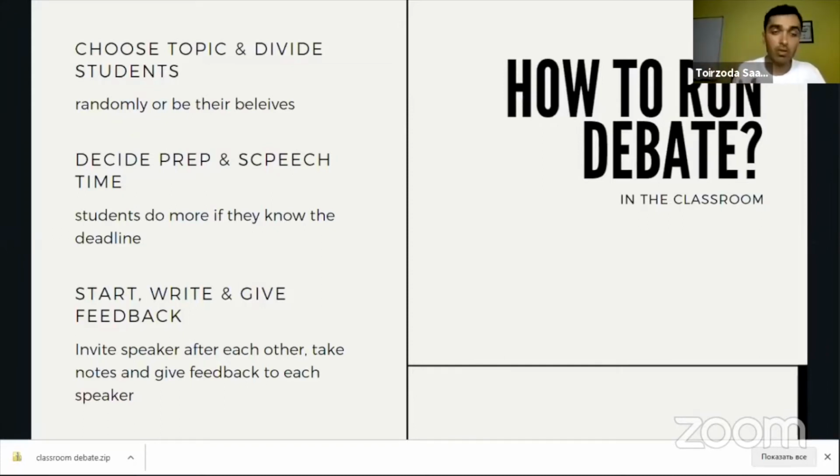So you can say that instead of using these words and these tenses, you can say this one. Students will take notes for themselves, and each time they will perform better and better. This is how we use debate as a teaching tool. We have to give them feedback, not too strong, but we have to teach them what is important, how they can grow better and better. So we'll repeat: choose the topic and divide the students in the classroom, decide the preparation time and the speech time, start, take notes and give feedback. Giving feedback is very crucial.